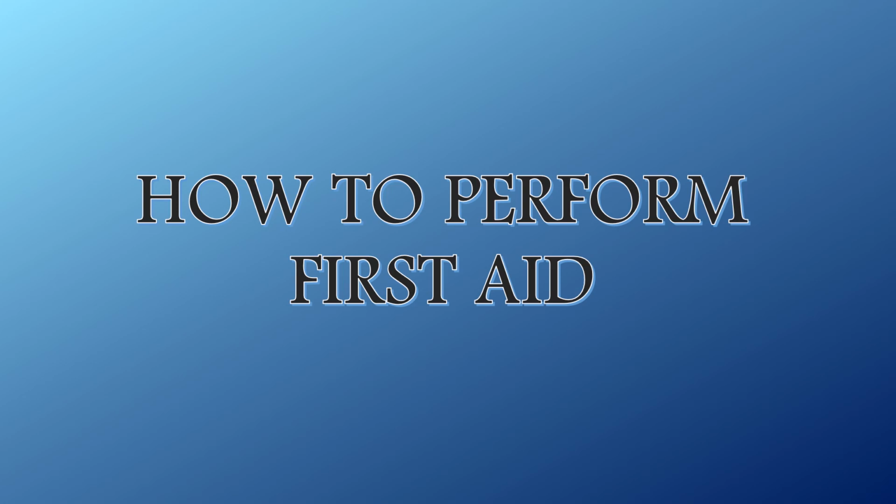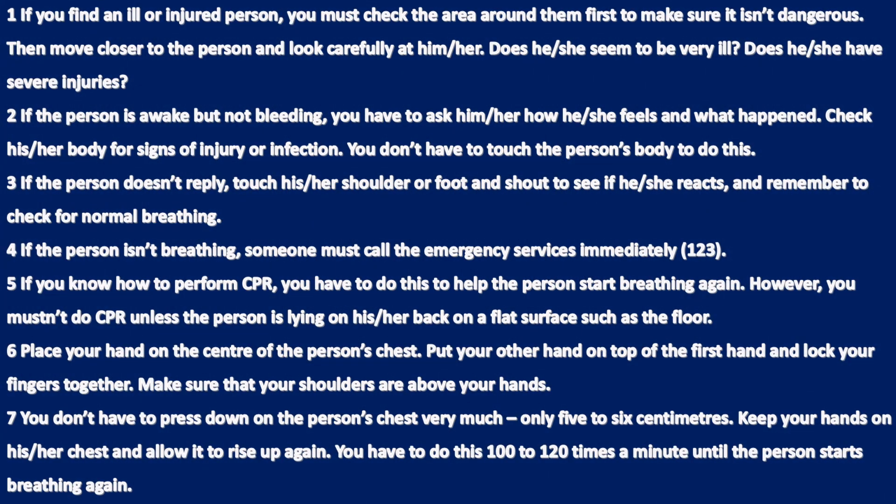How to perform first aid. Step 1. If you find an ill or injured person, the first thing you must do is check the area around them. Make sure it isn't dangerous for you or for the person. Once it's safe, move closer to the person and look carefully. Ask yourself, does he or she seem very ill? Does he or she have severe injuries?